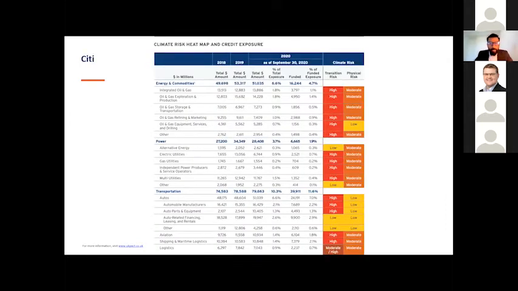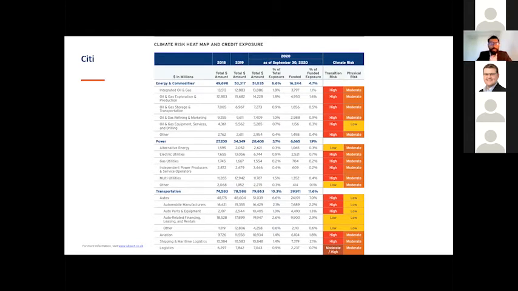Another example is from Citibank. Here, this graph or this table is showing in more detail Citi's exposure and portfolio to certain sectors that are specifically impacted by climate change risk. And it's showing the percentage of Citi's total portfolio that's exposed to these certain sectors. And it's showing that in a dollar amount as well as percentage amounts.